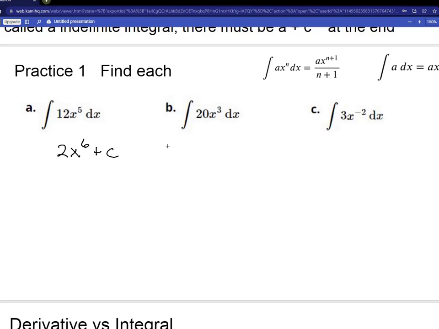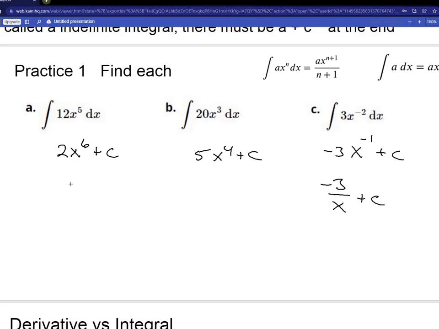All right, so for B, I got 5x to the power of 4. And for C, I got negative 3x to the power of negative 1. So you made this a 4, divided by 4, and you got 5, and then you put a plus c on it? Mm-hmm. And for C, I got negative 3x to the negative 1 power, or negative 3 over x plus c. Right. Okay. So negative 3 over x plus c.